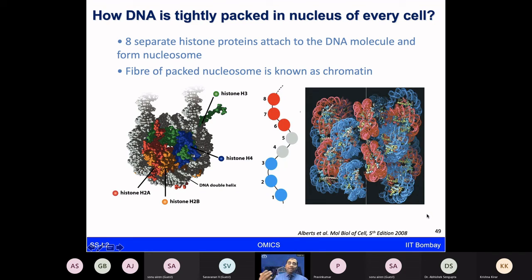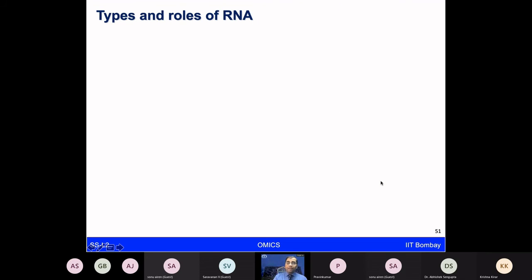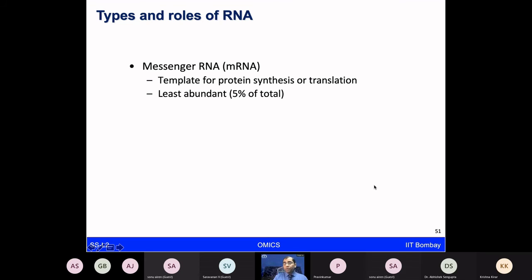This is what is going to get duplicated and condensed in the S phase for the further cell division to happen, right? RNA is another molecule, ribonucleic acid, which has only one difference other than the base thymine. You have the uracil base here, and the RNA template is going to be defined from the DNA template, and that's important for gene expression to happen.